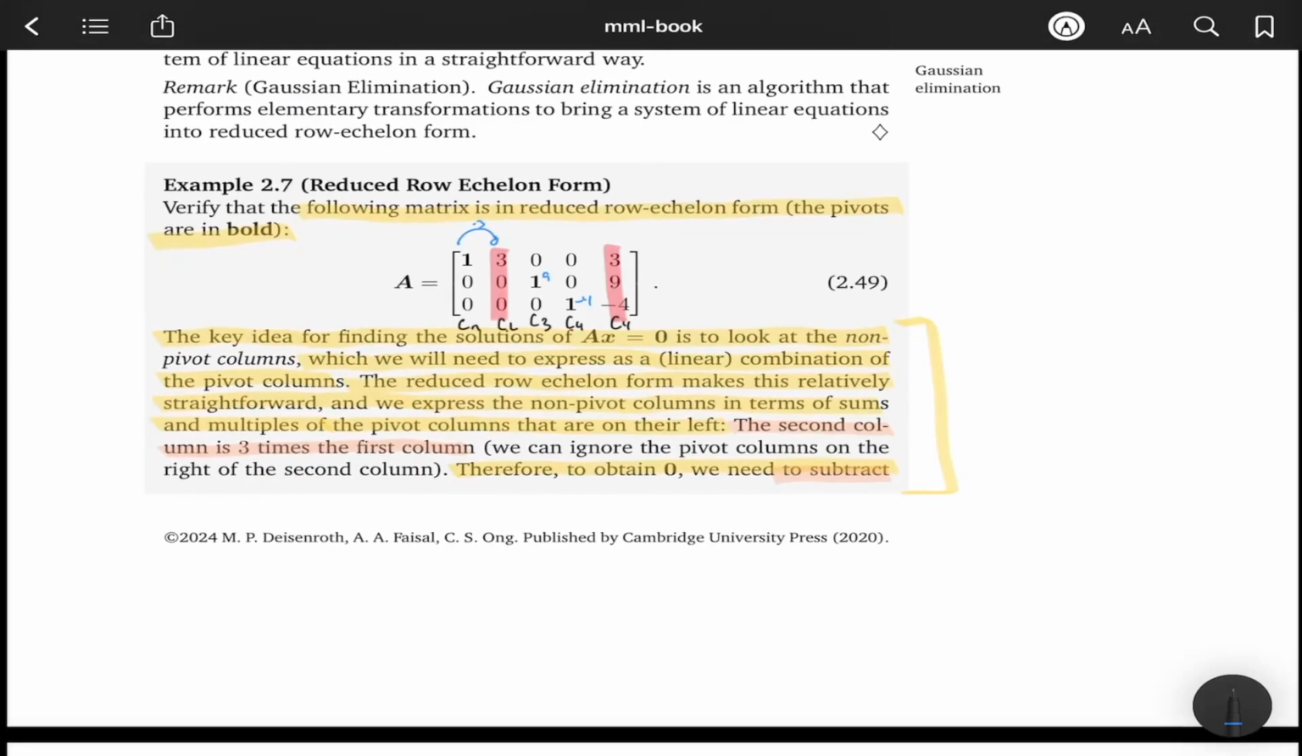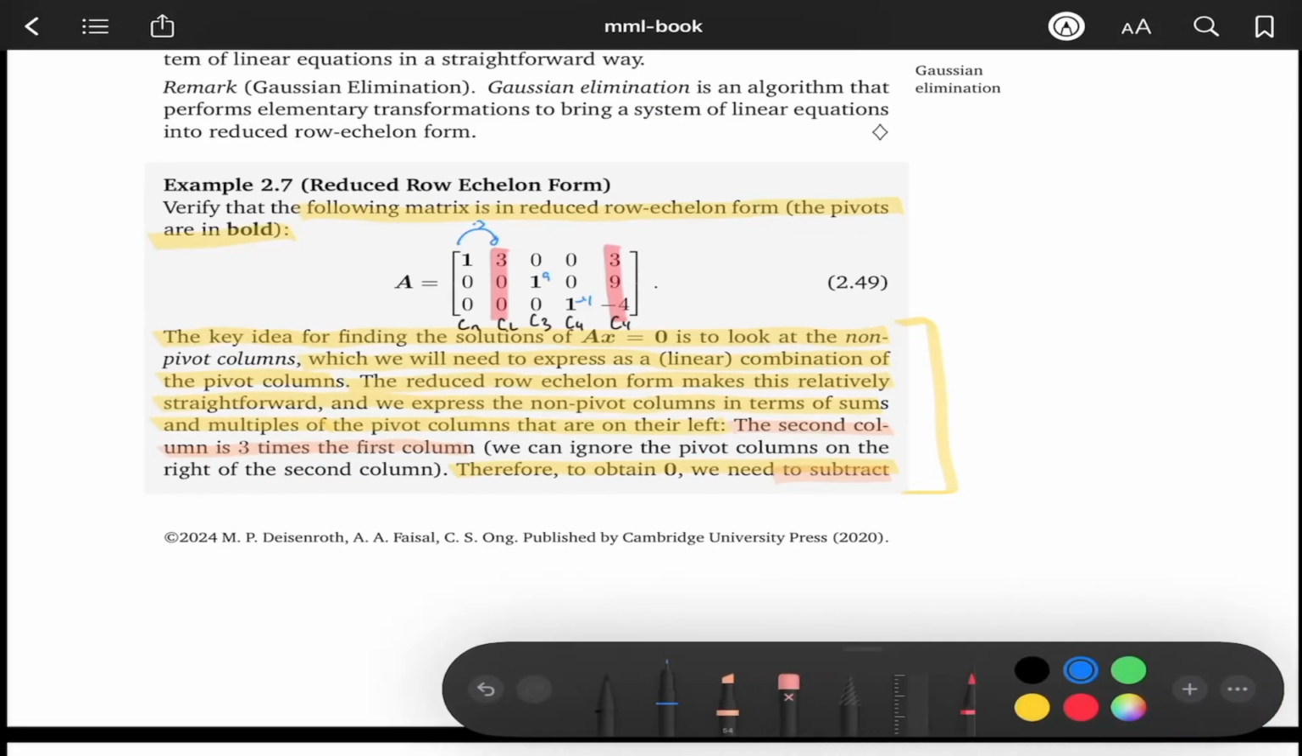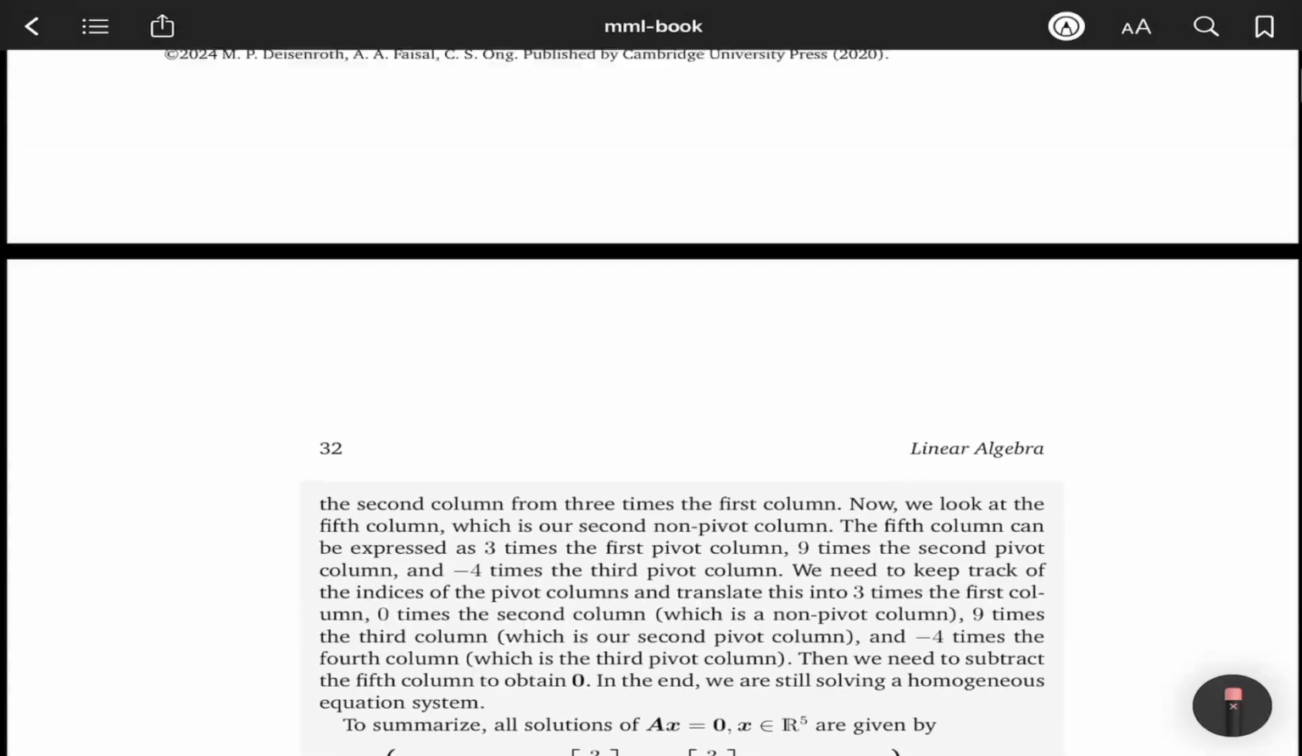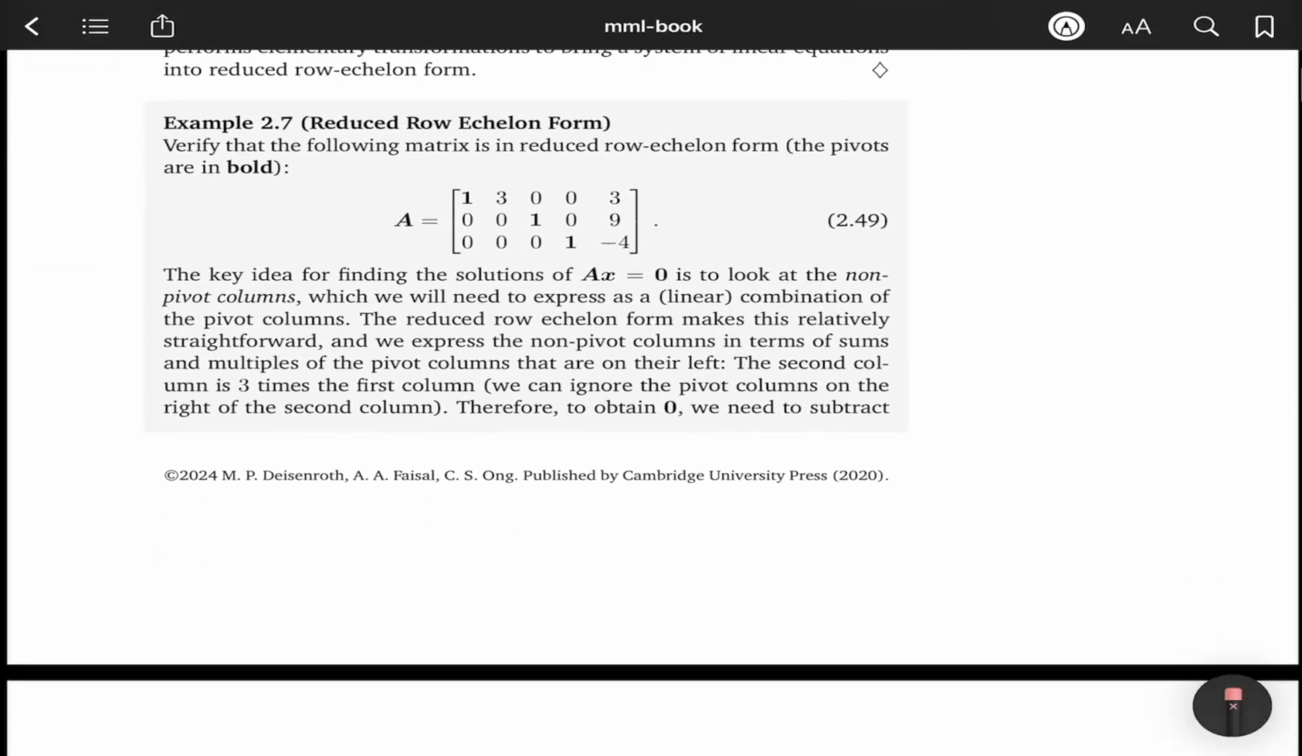Okay, let's try to read this again. I will read this again from the beginning. Sometimes you need more time. It's okay. Okay, let's do it again. 2.7, reduced row echelon form. Verify that the following matrix is in reduced row echelon form.